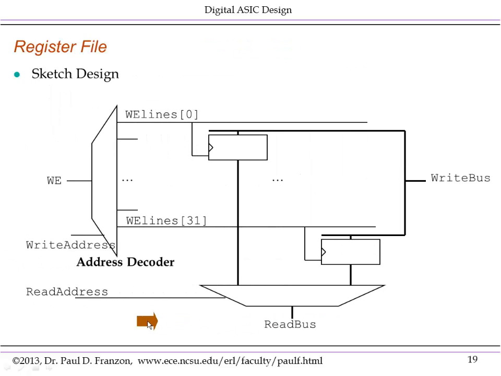So again, this is the structure we're building. If WE is 1, it's shifted onto the appropriate write enable lines. That causes that particular register to be written from the write bus on the rising edge clock. The read bus is simply connected to the output of this mux, which is indexed by read address. This is a very general structure. It can be used to add ports. We're actually also going to use this to model the SRAMs that we'll be using in our designs later.